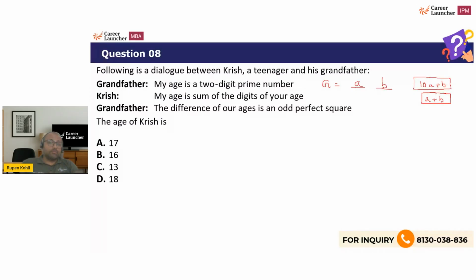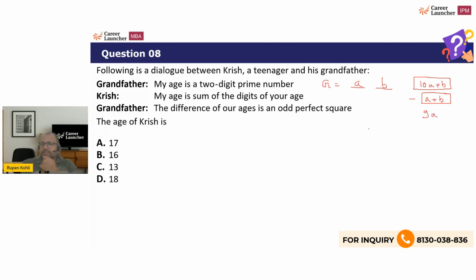Grandfather says one more statement because right now we don't have any numerical conditions to be able to record. The question is asking for the age of Krish. No option is saying cannot be determined. The difference of our ages is an odd perfect square. Now, I hope we can do something from here. The difference of our ages, so subtract these two, 10A plus B minus A plus B, you have simply B cancels, you have simply 10A minus A, 9A.